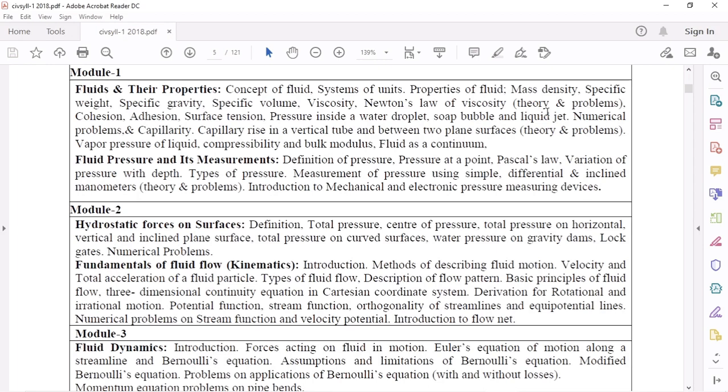So here in module 2 we are going to study the total pressure, center of pressure, total pressure on horizontal, vertical and inclined plane surfaces, and some numerical problems on that.